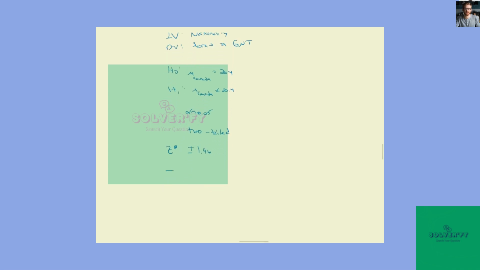There are two possible errors. Type 1 is rejecting the null hypothesis when it is actually true. This is called a false positive. This would mean concluding there is a difference when there actually is not. And a type 2 error is failing to reject the null hypothesis when it is actually false. That's a false negative. This would mean concluding there is no difference when there actually is a difference.